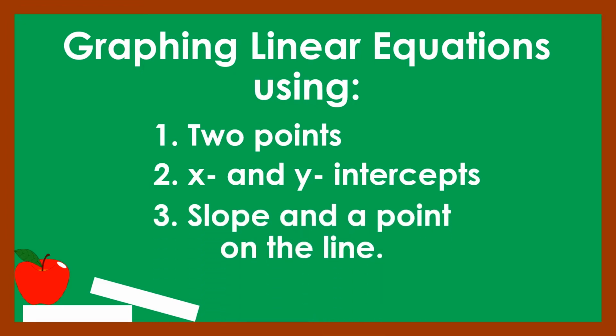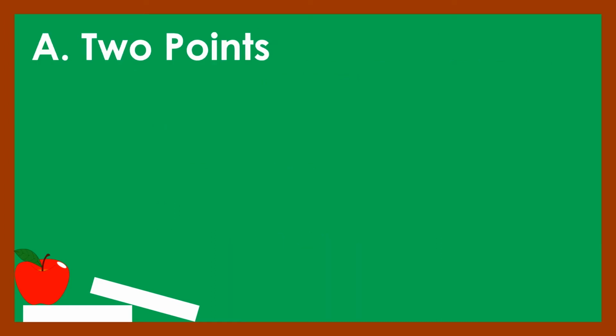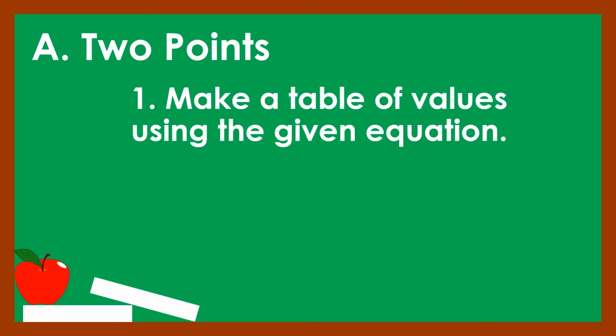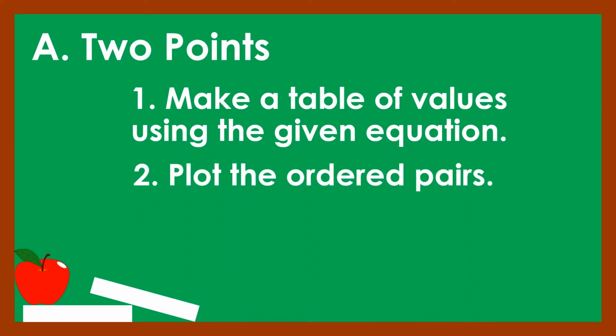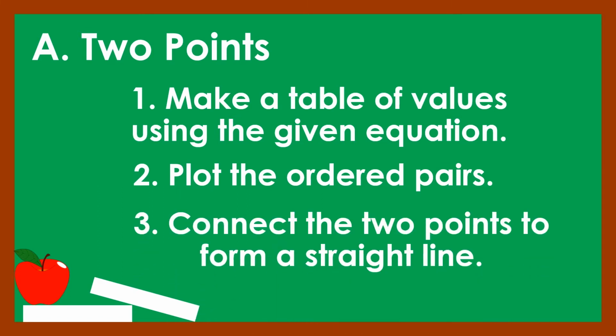So let's start first with two points. Given two points, how are we going to graph linear equations in two variables? First, we're going to make a table of values using the given equation. Second, we're going to plot the ordered pairs. And lastly, we're going to connect the two points to form a straight line.